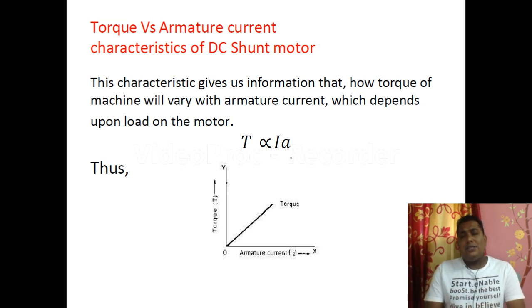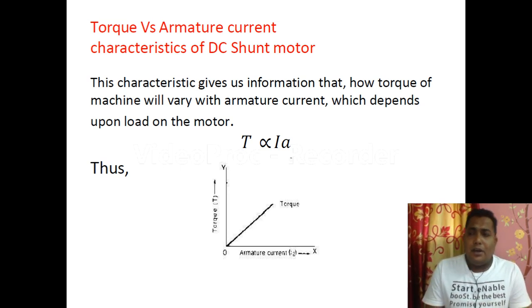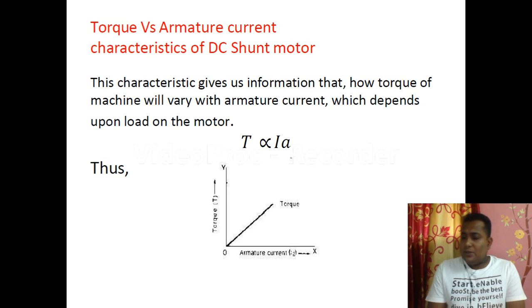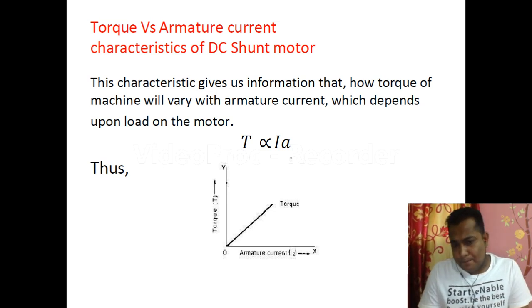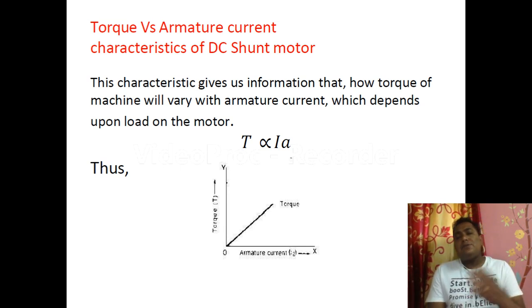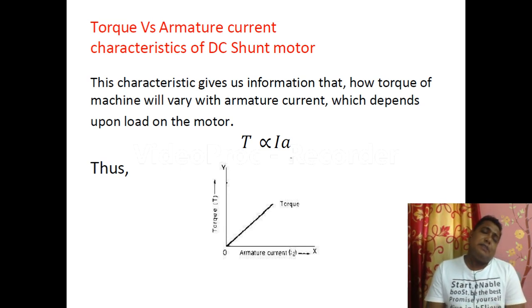So now considering this concept, can we draw the characteristics? Yes, we can draw. So in the below section, as we can see over here, this is the characteristics between the torque and armature current. As you can see, it is directly proportional. That means if the armature current is increasing, torque is increasing. If armature current is decreasing, then torque is decreasing.